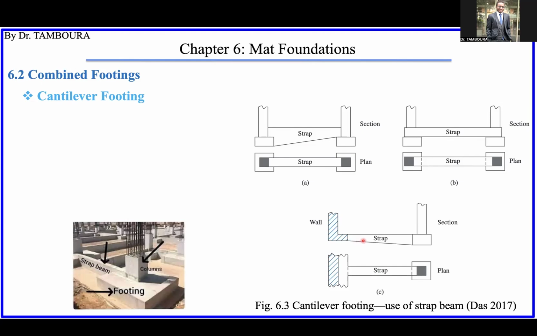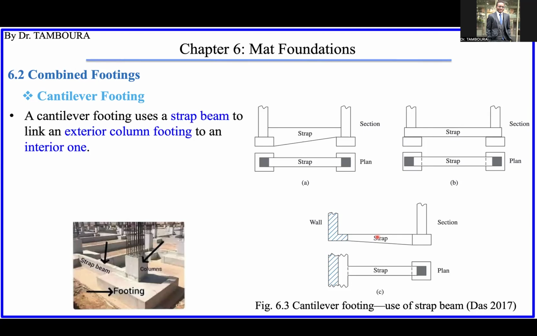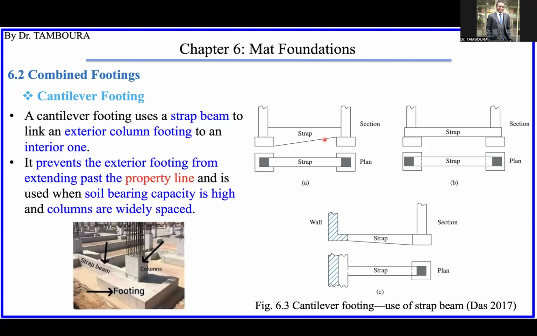So there are different types, okay? But the thing is, all of them are connected by this beam. Only the footings are connected using this beam, okay? So this strap beam is linking two footings, okay? And it prevents the exterior footing from extending past the property line.